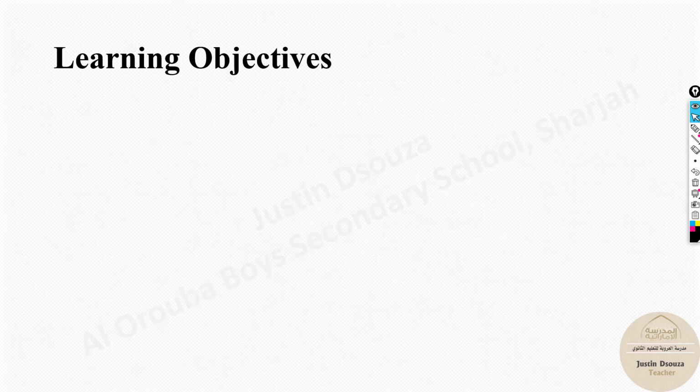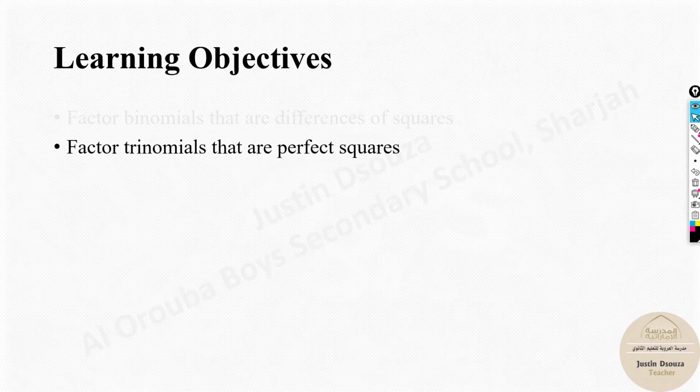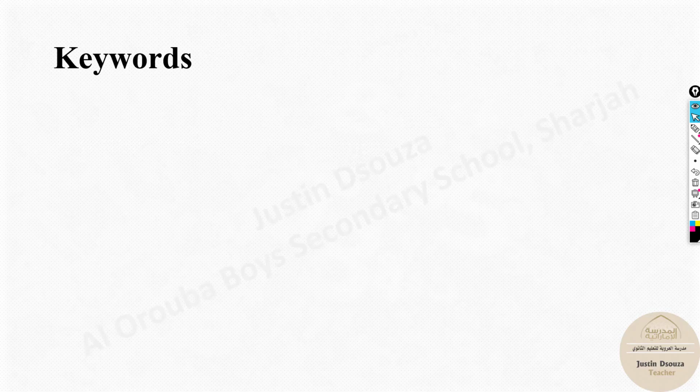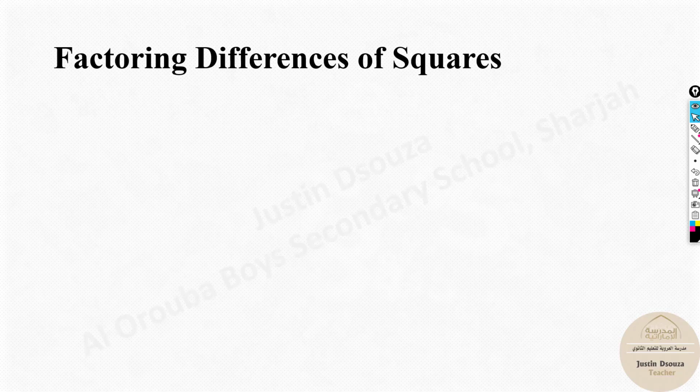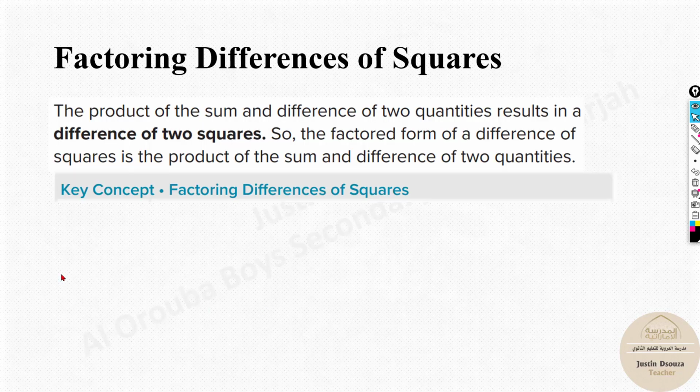Learning objectives are factor binomials that are differences of squares and factor trinomials that are perfect squares. And the keywords are difference of two squares, perfect square, trinomials. Now we will jump into the lesson because you will realize all the similarities which this lesson has. Here we are factoring differences of squares. Now what is differences of two squares?